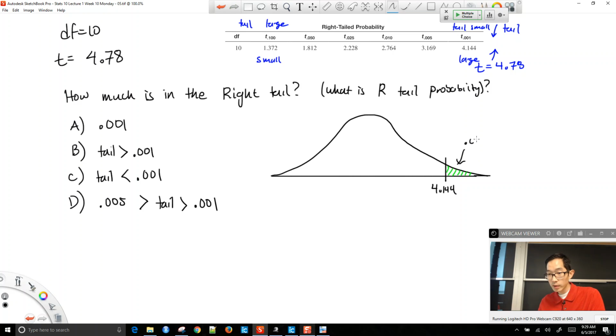This area is 0.001. And what we're doing is drawing a line even farther away, not at 4.144, but at 4.78. So how much is in this part of the tail? Whatever it is, we know that the exact area of the tail is unknown, but we do know that the tail is for sure less than 0.001, because it's even farther away from 0.